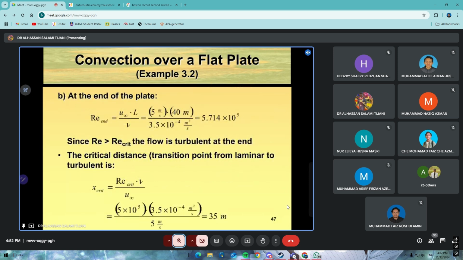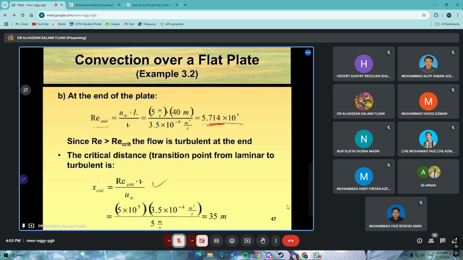Okay, so we will calculate the Reynolds number across the entire plate. So this is 5.714 times 10 raised to the power 5. So now we see that the flow across the entire plate is turbulent, because this result is greater than the critical Reynolds number. All right. So now the critical distance or transition point from laminar to turbulent is given by this equation.